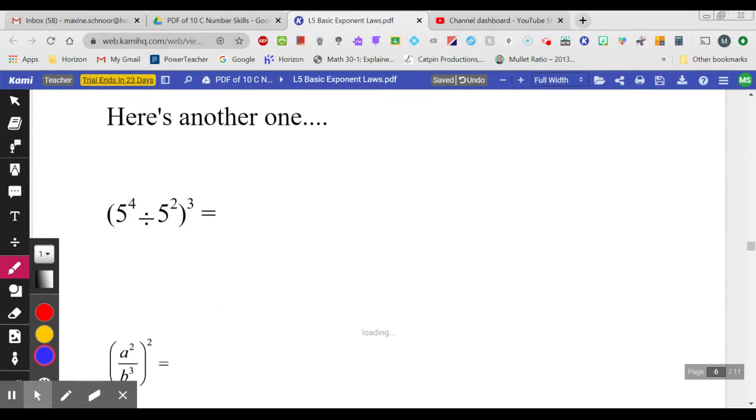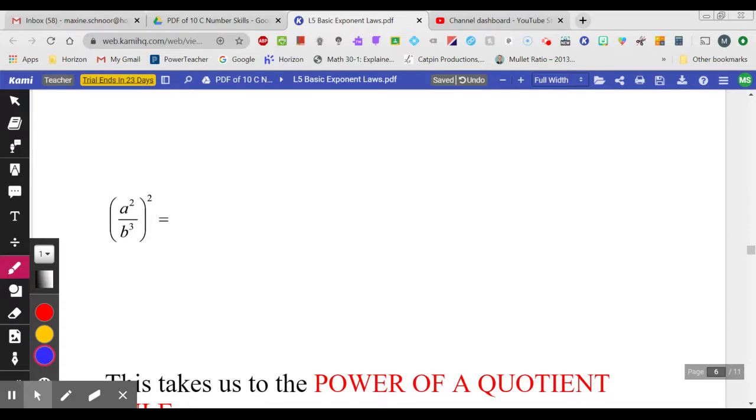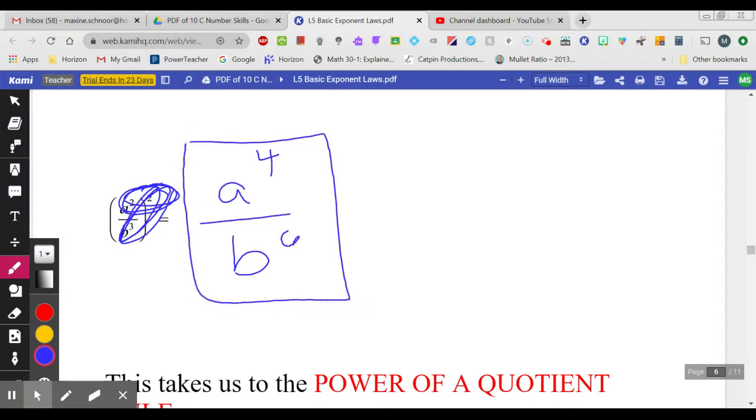We can do the same thing with division. A squared divided by b cubed all squared. So again, the a and the b inside the brackets, I can't use my quotient rule because a and b are different bases. So what I'm going to do is I'm just going to use my power rule. So I'm going to write a over b. 2 times 2 is 4. 3 times 2 is 6. And that's my final answer. Because again, I can't subtract 4 and 6 because my bases are different.